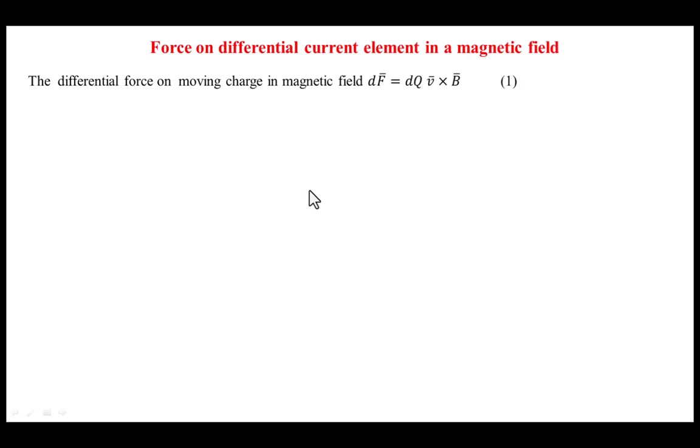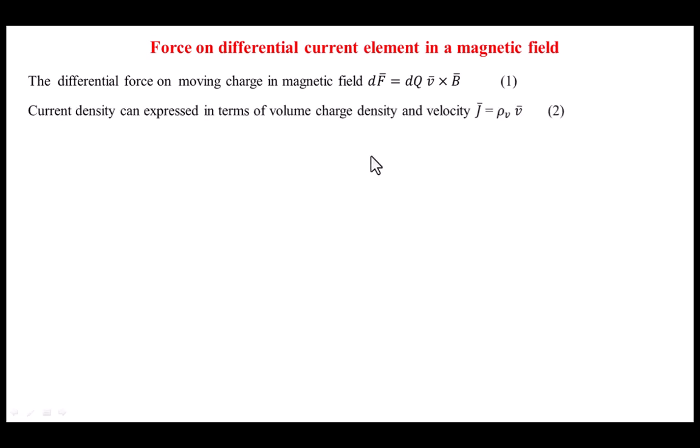We know that there is a differential force on a moving charge in a magnetic field: dF bar equals dq into V bar cross B bar. V bar is the velocity of the charge, and B bar is the flux density of the magnetic field.